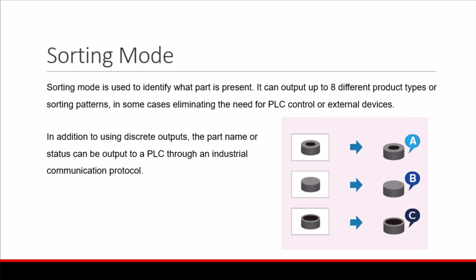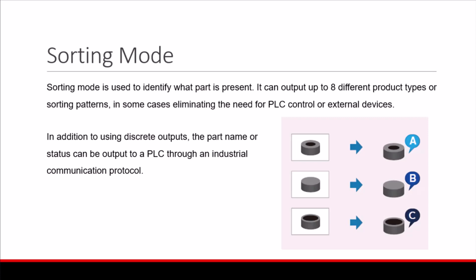Sorting mode is used to easily identify what part is present. It can output up to 8 different product types or sorting patterns, in some cases eliminating the need for PLC control or external devices. In addition to using discrete outputs, the part name or status can be output to a PLC through an industrial communication protocol.